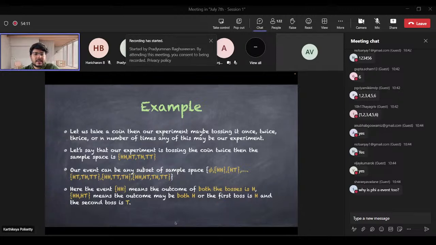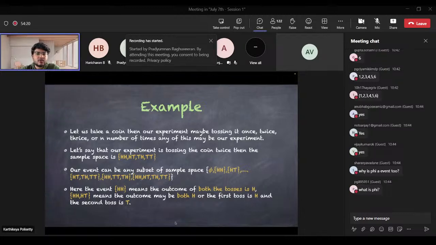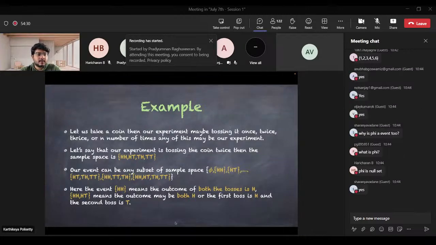Why is phi an event? Okay, so if I am expecting nothing, like I should not get anything in the two tosses, I should not get head or tail. So it is also an event, but its probability is 0. Phi is the empty set.